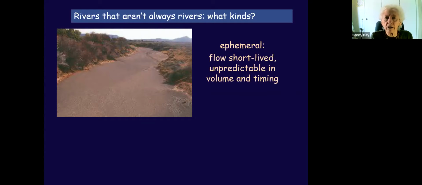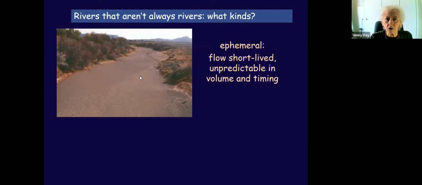First of all, there are those that really are ephemeral. And I should mention that the terminology is very variable. Different people use different words to describe the same things, or the same words to describe different kinds of things. But essentially, I think a useful set of terms is, first of all, ephemeral. Ephemeral means coming and going very quickly. And these systems tend to have very short-lived flow. They're very unpredictable in the volume and timing of water when it does occur.